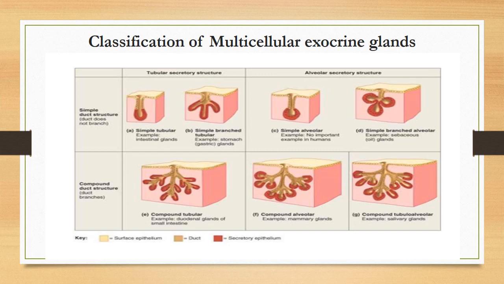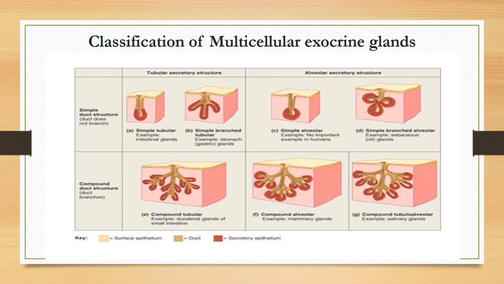Now you can see in the compound types of glands, the duct is branching. The duct is branching and similarly the acini or the parenchyma or the secretory portion of the glands can be tube-like, they can be alveolar-like, or they can be both in the same type of gland, the tube-like and alveolar-like. So we call them compound tubulo-alveolar glands. Example is the salivary glands.